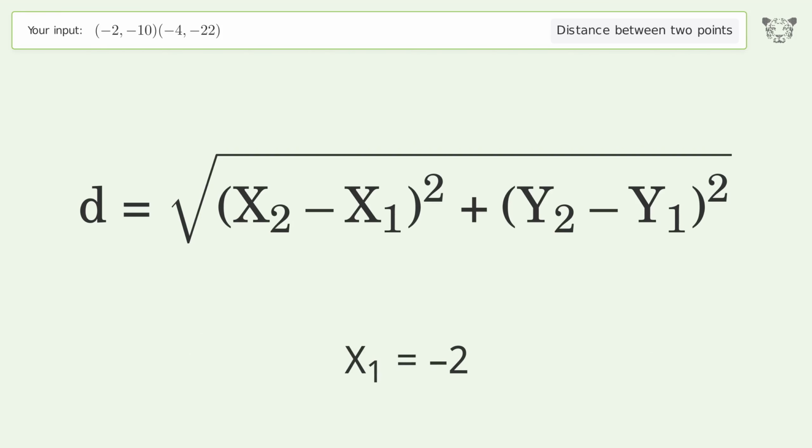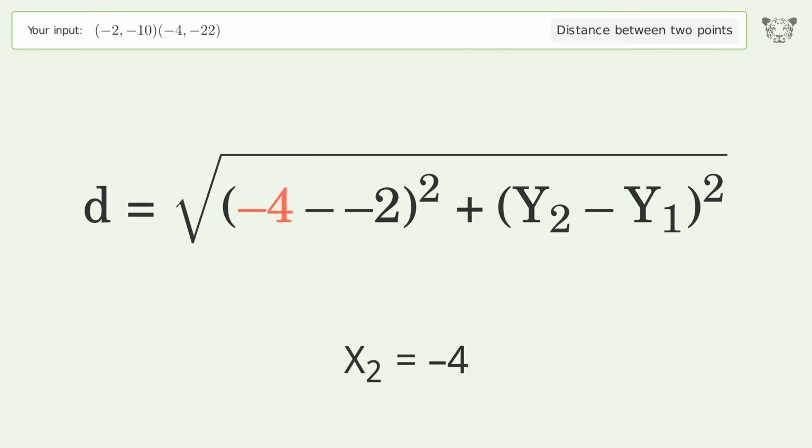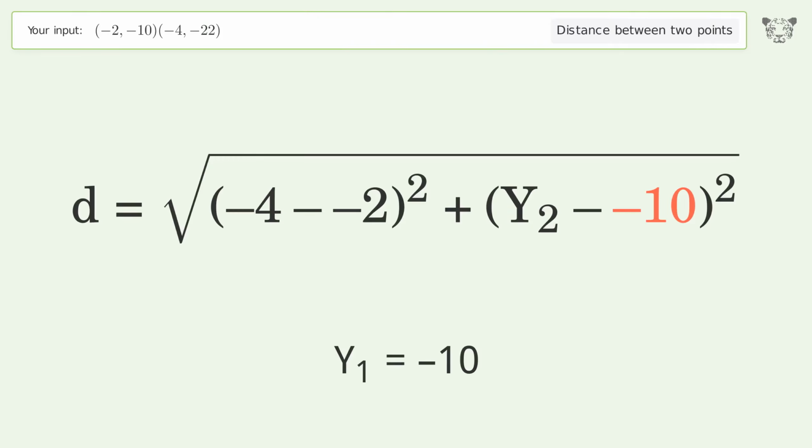x1 equals -2. x2 equals -4. y1 equals -10. y2 equals -22.